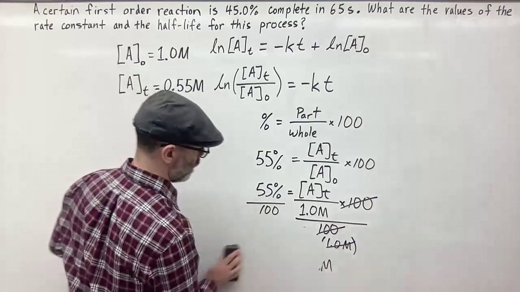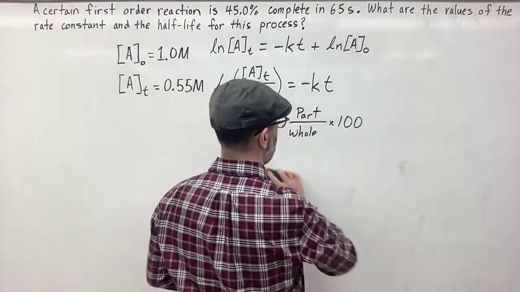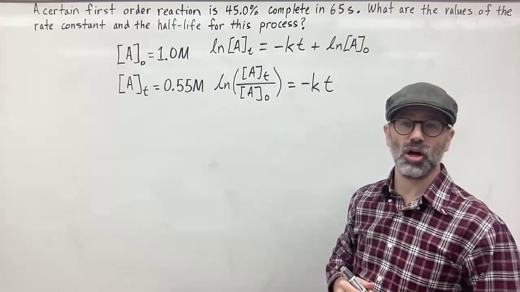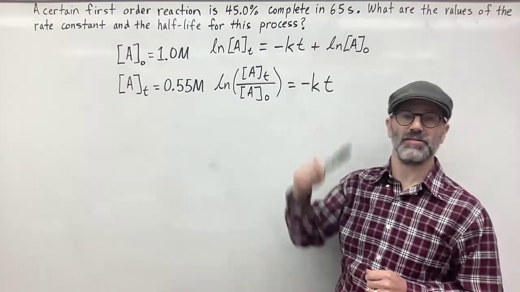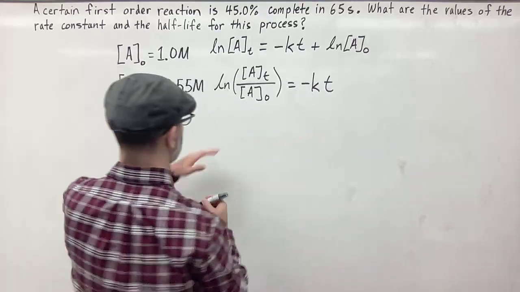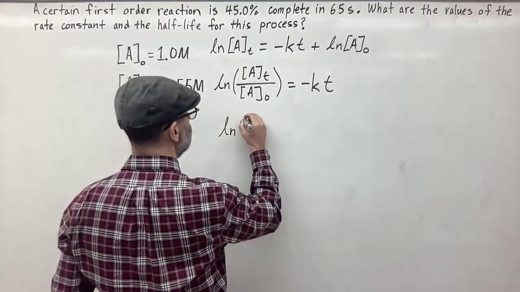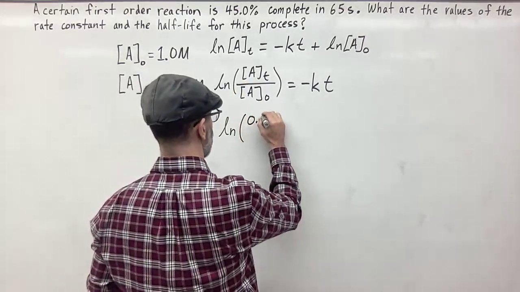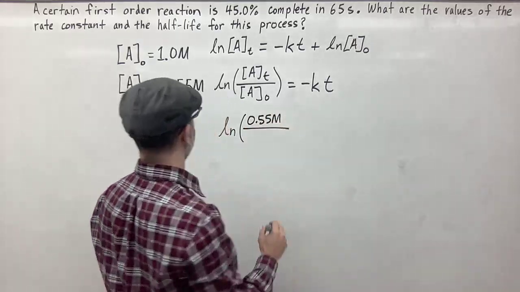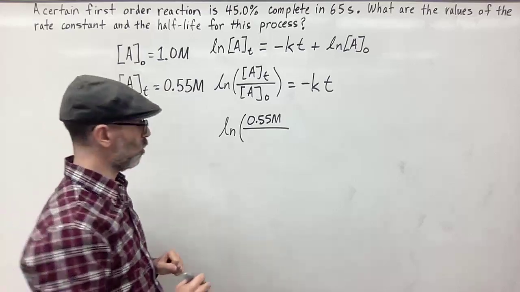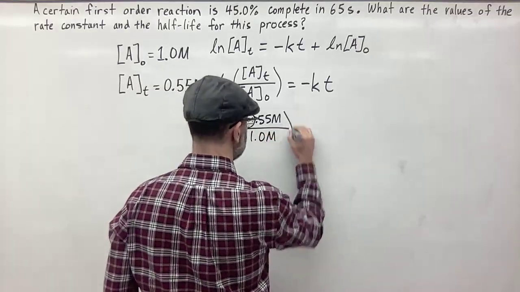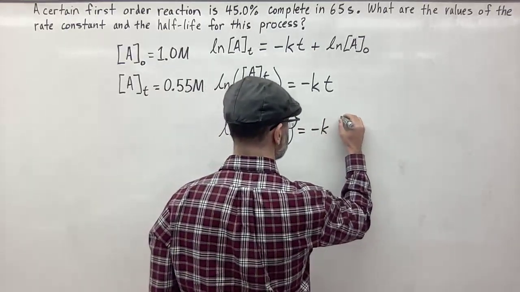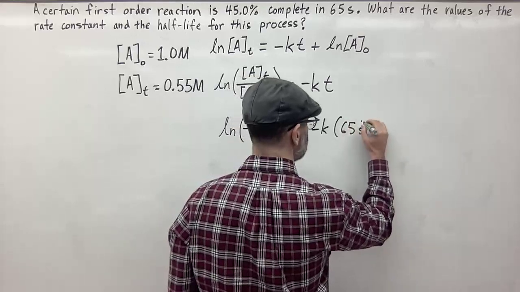Okay, so now that I have my initial concentration and my concentration of A at time t, I can plug that in along with the time, because they give us time 65 seconds, so I can plug that into the equation. So I'm going to use this equation. So the natural log of the concentration at time t, which is 0.55 molar, divided by the initial concentration, which is 1.0 molar. So the molarity is going to cancel out. That's going to be equal to negative k times t, which is 65 seconds.